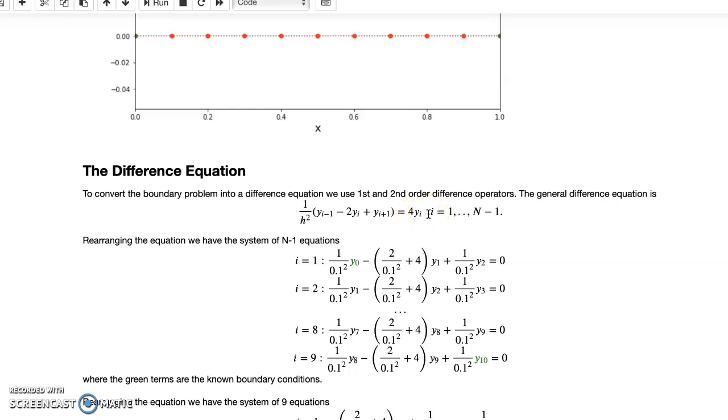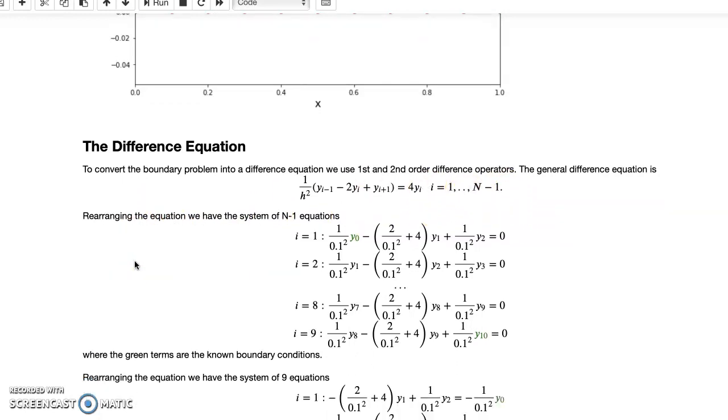Why isn't it for i equal to 0 to n? Because if we went that far, we'd have a y minus 1 term and a y11 term, neither of which we know. So what you get here is 9 equations in our scenario. For i equal to 1, we have h is 0.1, so that's 1 over 0.1 squared, y0. Now y0 is in green and y10 is in green because there are known conditions, there are boundary conditions. Everything else here is unknown.